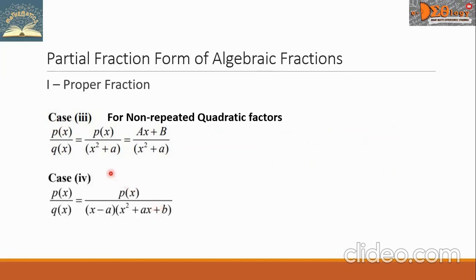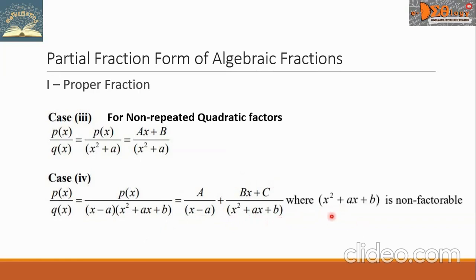Now case 4 here is a combination of case 1 and case 3. The form will be p of x all over x minus a times the quantity x squared plus ax plus b. The partial fraction form of this type will be A over the x minus a because that is linear. Then plus Bx plus C all over x squared plus ax plus b. Take note that this x squared plus ax plus b is non-factorable.